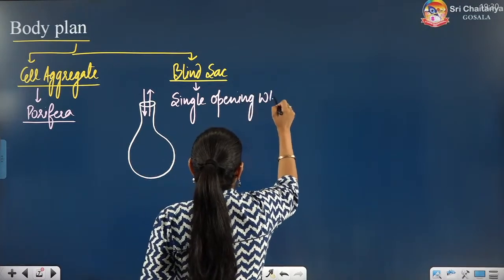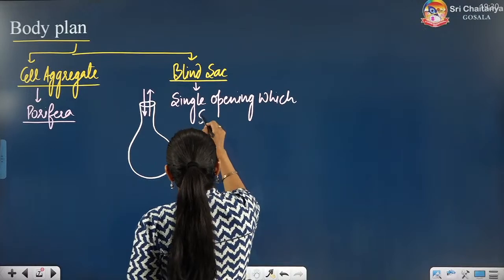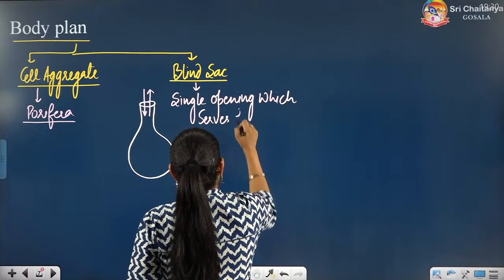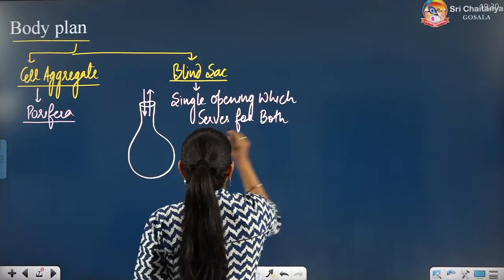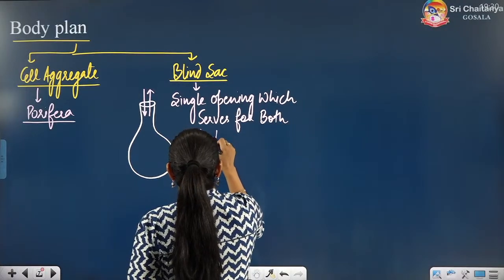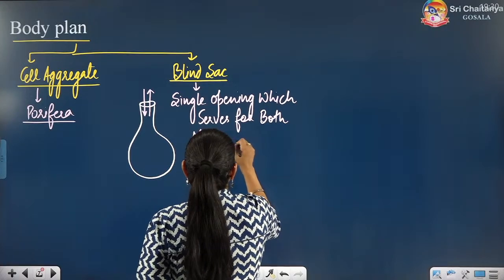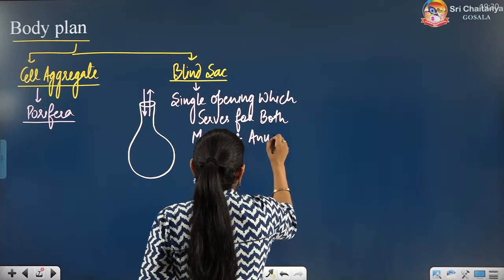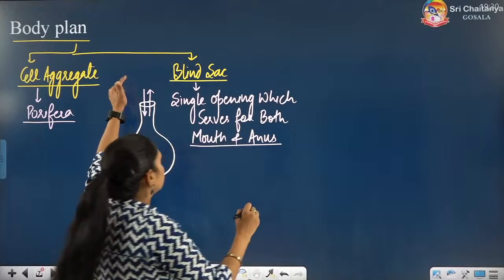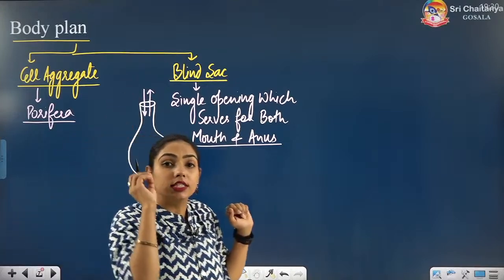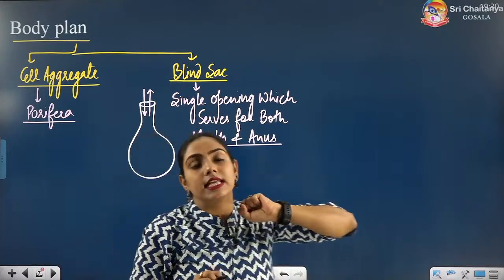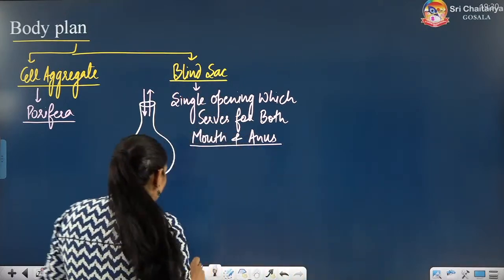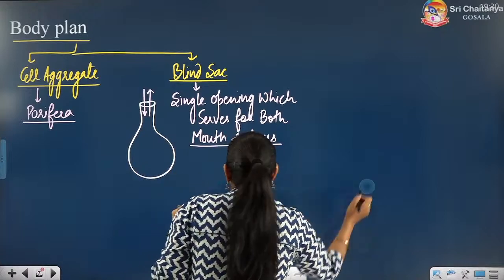So in case of the blind sac body plan, there is a single opening which serves as both mouth as well as anus. So ingestion and egestion are happening through the single opening. This type of body plan is seen in which phylums? Blind sac body plan is seen in which phylums?